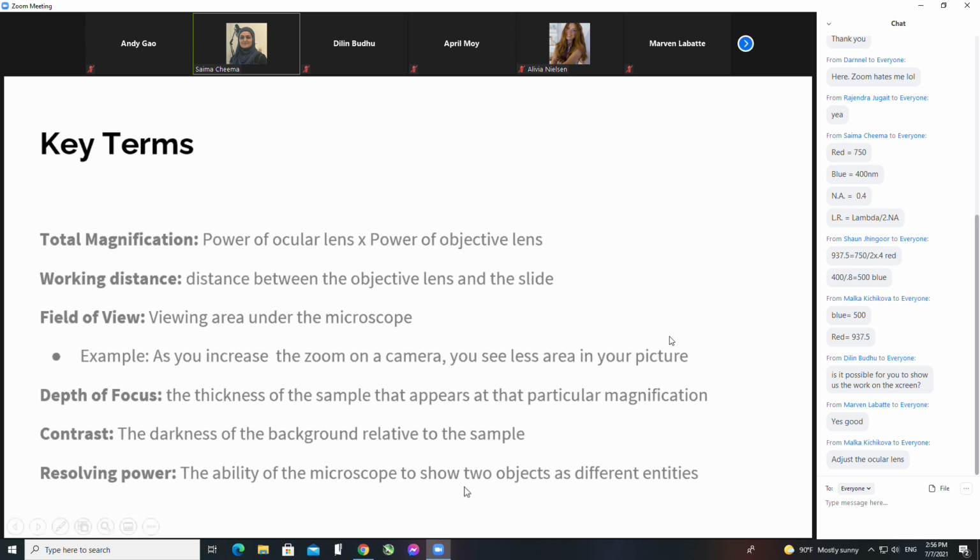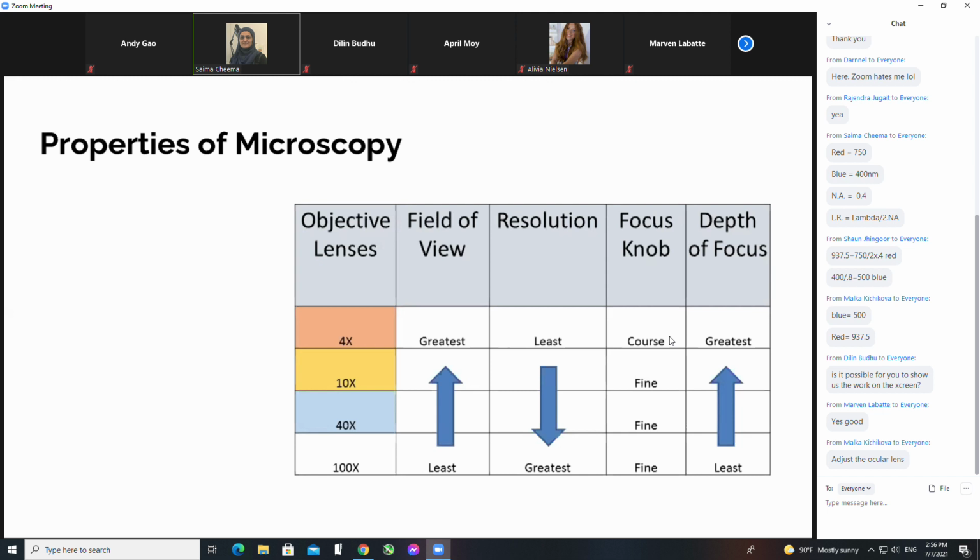And I've already talked to you about the resolving power. So this is just, again, showing you what's going on in terms of field of view. You go from greatest, which is at 4X, to the smallest view under 100X, as when you're zooming in on something. And resolving power increases with the numerical aperture, and the higher the magnification, the better the objective and the better the numerical aperture. And focusing knob, notice you only use the coarse focusing knob under 4X and only use fine for the remaining. And depth of focus, as I said, you're going to have the reduction in depth of focus as you increase magnification. Okay?